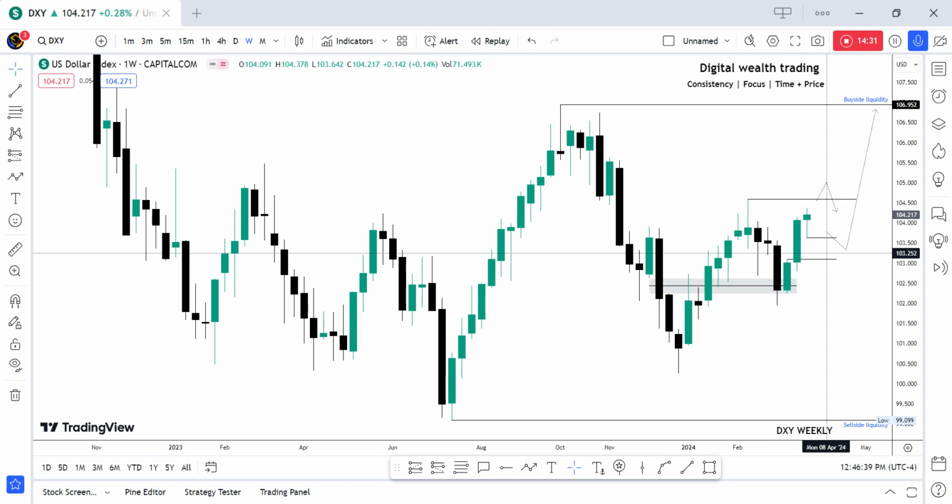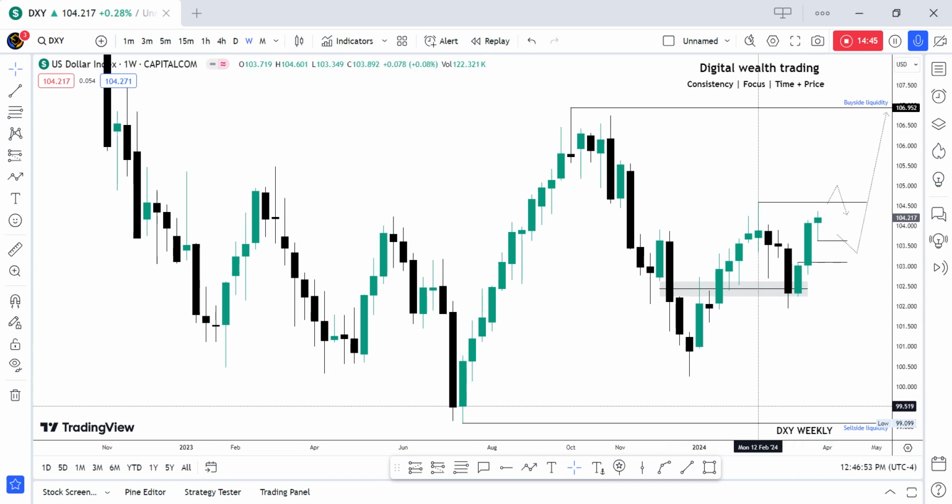So if the DXY is going to respect this market scenario, then Euro will have to go to that area of interest, and that will make it a more ideal scenario for this trading setup. Now, let's go to a daily time frame.